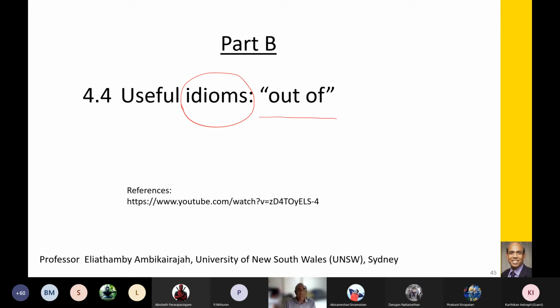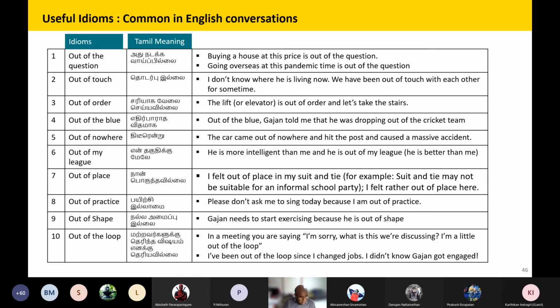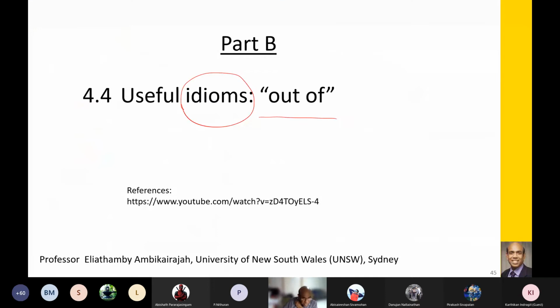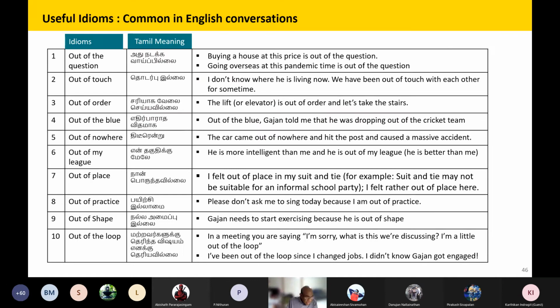They come together. Earlier I showed you that jump in comes together, take over, take around, they come together as two words. They are called phrasal verbs. And let's look at this one. This is coming together as out of something, right? Okay. Let's look at the first one. Out of the question.